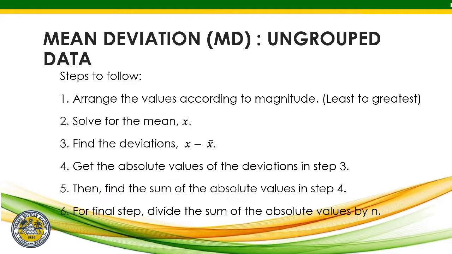When you are finding the mean deviation of the ungrouped data, these are the steps that you need to follow. First, arrange the values according to magnitude from least to greatest value. Second, solve for the mean. Third, find the deviations, where you subtract the sample mean from each given value. Fourth, get the absolute values of the deviations in step 3. Then find the sum of the absolute values in step 4, and for the final step, divide the sum of the absolute values by n, or our sample size.